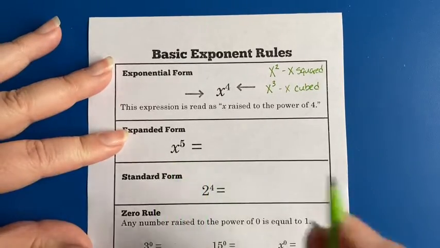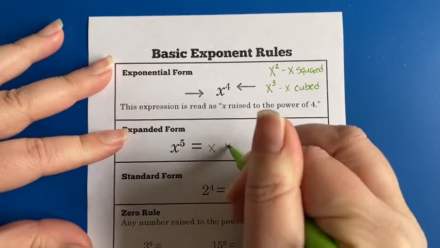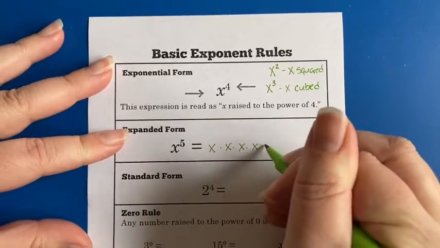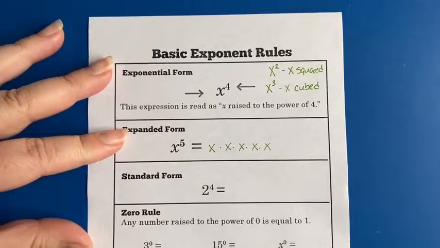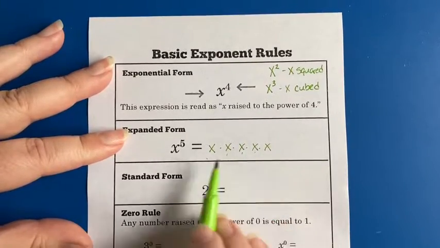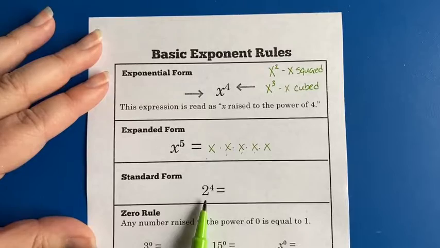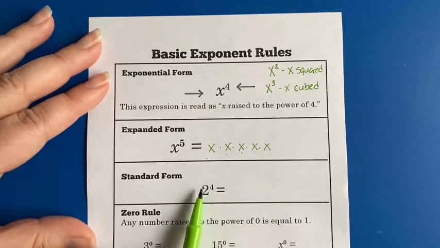Expanded form would be if I took something like x to the fifth and I actually wrote out how many x's were being multiplied together. So x times x times x times x times x, 5 x's being multiplied, that is x to the fifth in expanded form. And then standard form, this only works if your base is an actual number that you know.